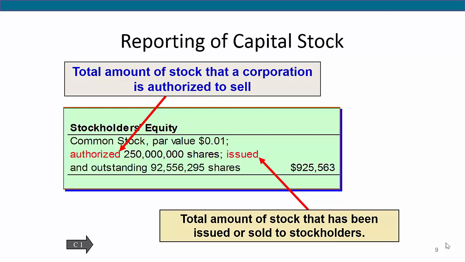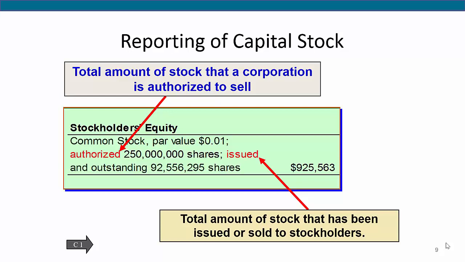Corporations must disclose information in the financial statements related to their stock, such as par value and the number of shares authorized and issued. This slide represents a portion of the stockholders' equity section of the balance sheet. The word authorized with regards to stock means the number of shares that a corporation is allowed by its corporate rules, its charter, to sell or to issue. Think of this as the total number of shares of stock a company can sell if it chooses to. No formal journal entry is required for stock authorization.